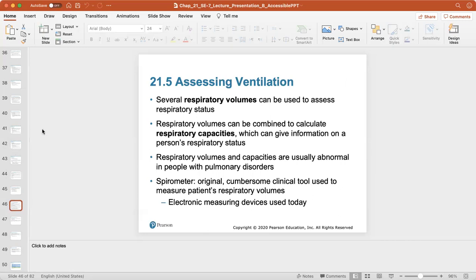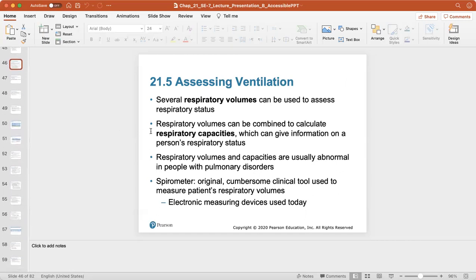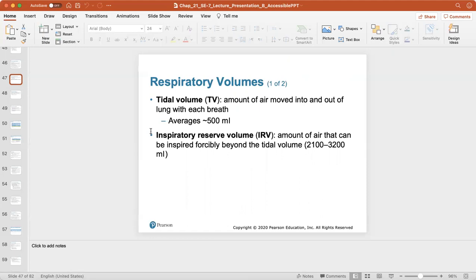So in order to assess ventilation, we can take several respiratory volumes, which can assess the respiratory status. These respiratory volumes can be combined to calculate respiratory capacities, which can give information on a person's respiratory status. And respiratory volumes and capacities are usually abnormal in people with pulmonary disorders. We can use a device called a spirometer. Originally it was a very cumbersome clinical tool used to measure the patient's respiratory volumes, but now it's an electronic measuring device system. So here are the respiratory volumes, which you should know.